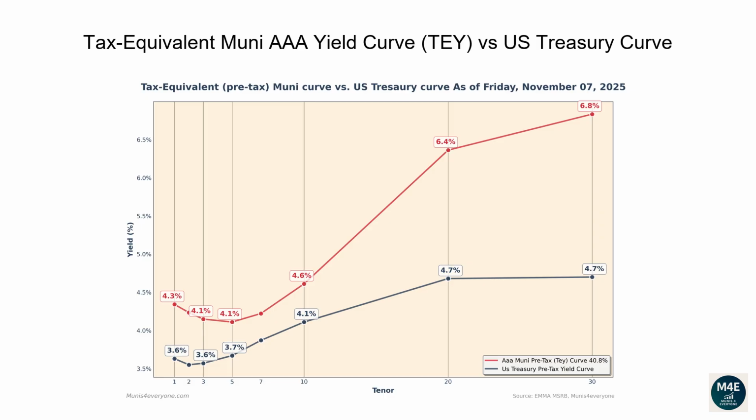Observing the current graph, we can see that currently all the Muni tax-equivalent yields, based off a 40.8% tax rate, are above Treasury yields. When this scenario happens, it may be less convenient for investors to buy US Treasury bonds. For example, if you wanted to buy a 30-year bond, a AAA Muni bond would yield 6.8% compared to a lower yield of 4.7% from a Treasury bond.